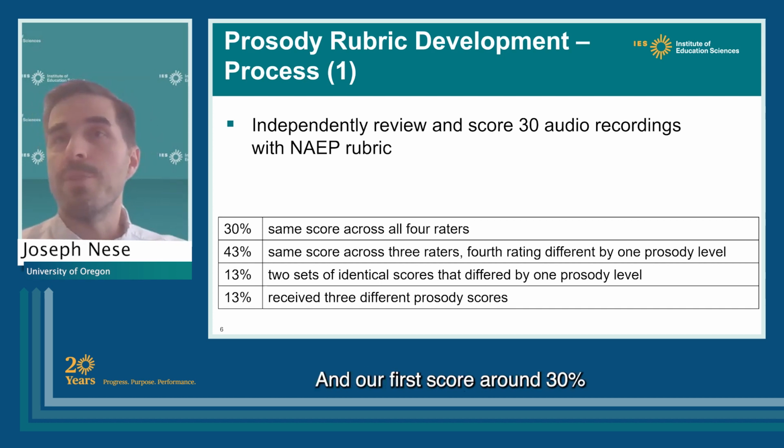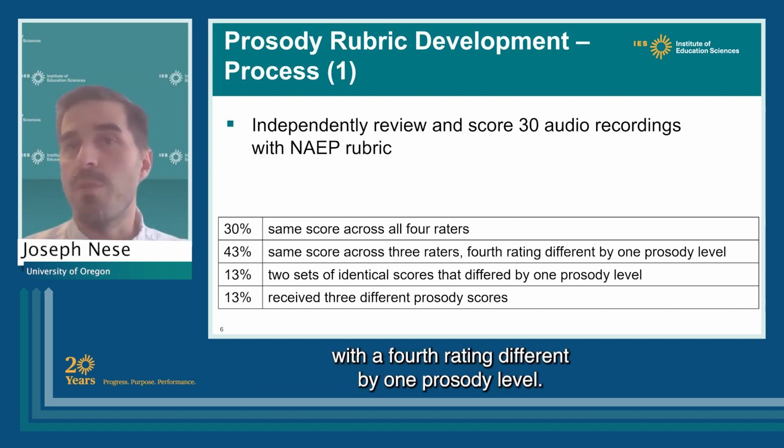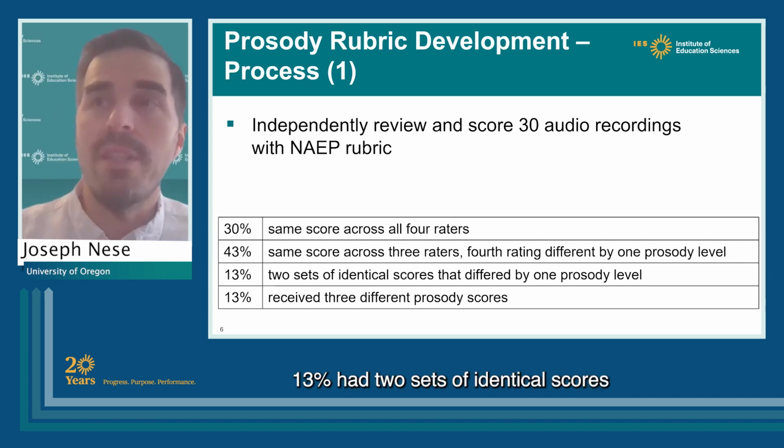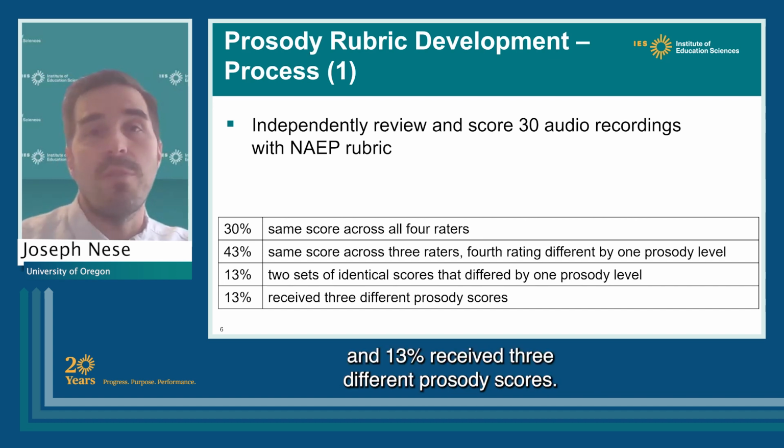In our first go-around, 30% had the same score across all 4 raters. 43% had the same score across 3 raters, with the 4th rating different by 1 prosody level. 13% had 2 sets of identical scores that differed by 1 prosody level, and 13% received 3 different prosody scores.